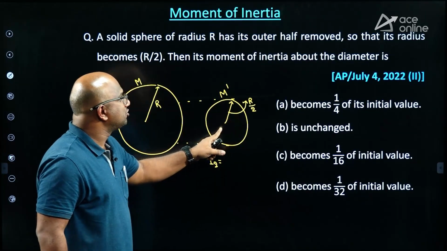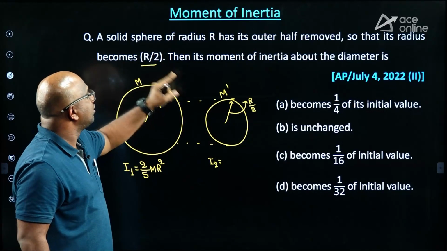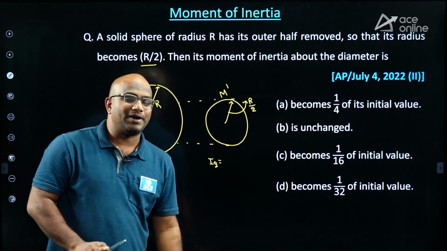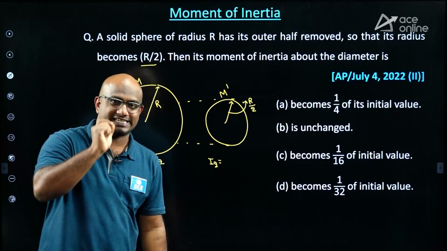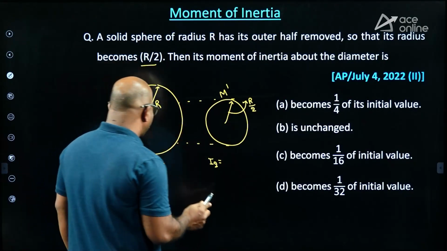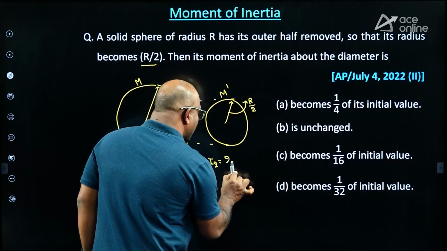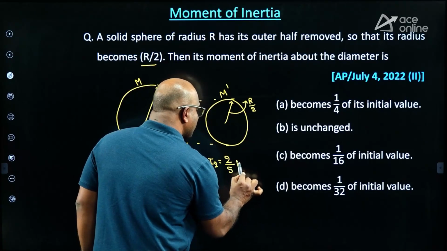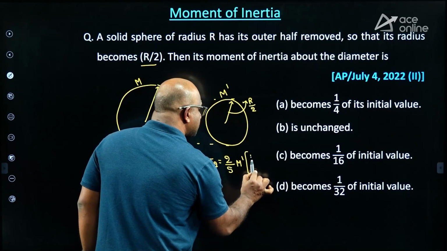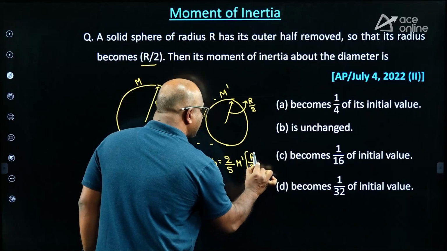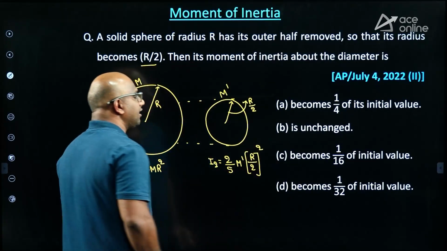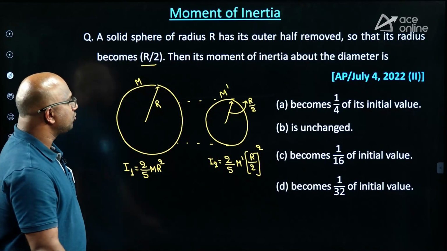Radius ఏమో r by 2 వస్తుంది, ఎందుకంటే వాడు క్లియర్గా మెన్షన్ చేశారు క్వశ్చన్లో. బట్ mass is not m by 2. Why not m by 2? We will discuss in next 2 minutes, guys. So I2 ఎంత వస్తుంది చెప్పండి, guys. 2 by 5 into m dash r by 2 whole square.